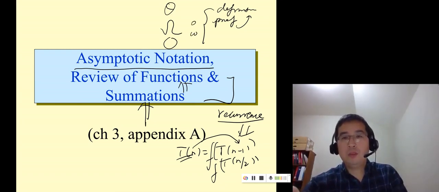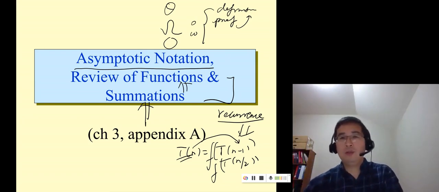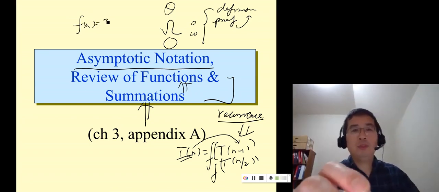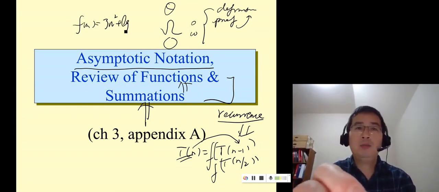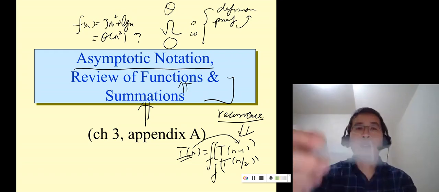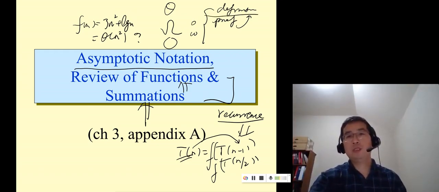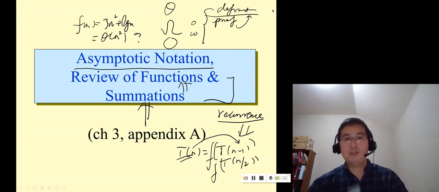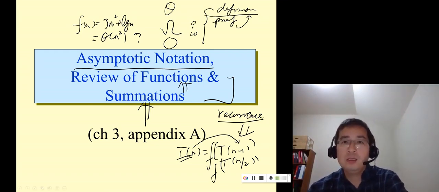For example, we said maybe f(n) equal to 3n squared plus log n. We said this is theta of n squared, correct? You need to prove it. How to prove? In fact, we need to use the definition to prove. So we need to know what the definition is, how to define these 5 asymptotic notations.